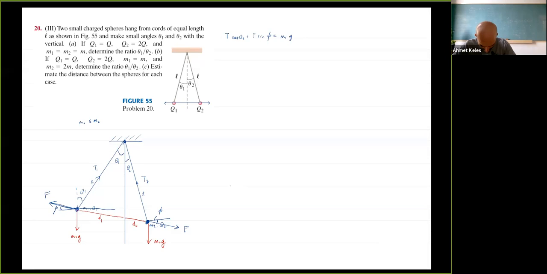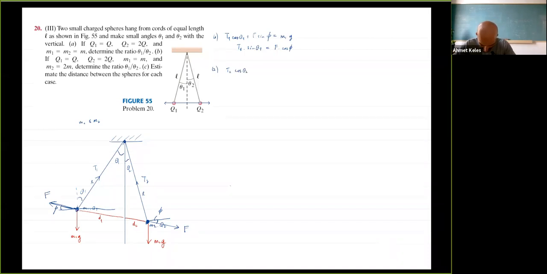The horizontal component is going to be T1 times sine θ1 should be equal to F times cosine phi. So this is particle number 1. Let's do the same thing for 2. So this is going to be T2 cosine θ2.